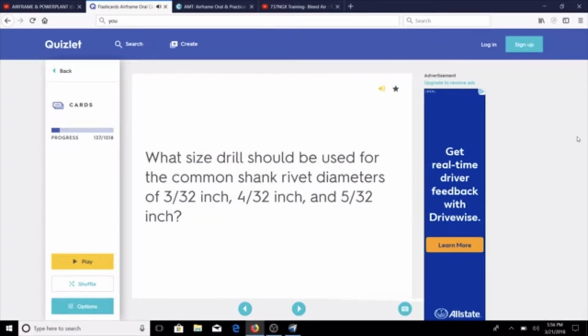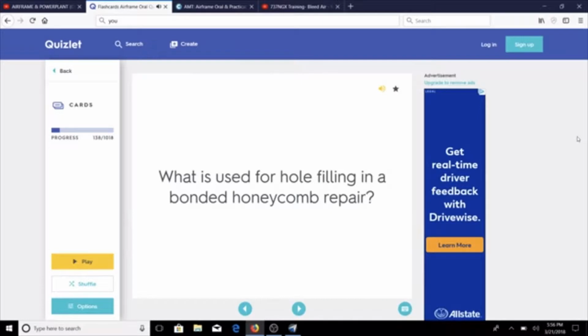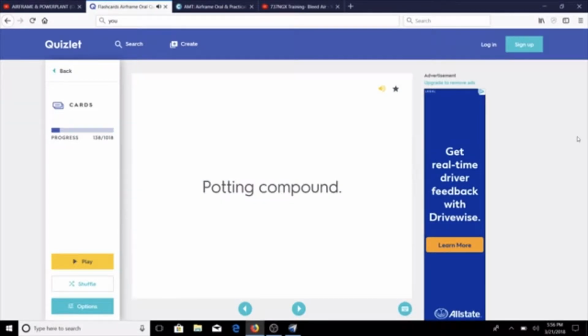What size drill should be used for the common shank rivet diameters of 3/32 inch, 4/32 inch, and 5/32 inch? For a 3/32 rivet, a number 44; a 4/32 rivet, a number 34; a 5/32 rivet, a number 21. What is used for hole filling in a bonded honeycomb repair? Potting compound. What is a lightning hole?